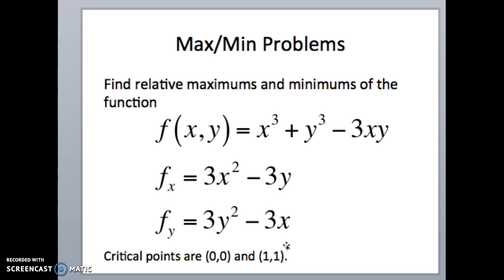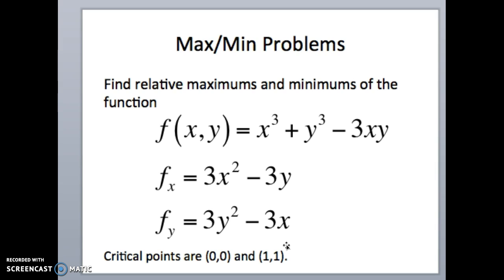Earlier in the semester we had the first derivative test and the second derivative test to classify critical points for a function of one variable. We're going to do something similar to the second derivative test here. Recall, if the second derivative was positive, it was concave up and we had a min. If the second derivative was negative, the graph was concave down and we had a max.